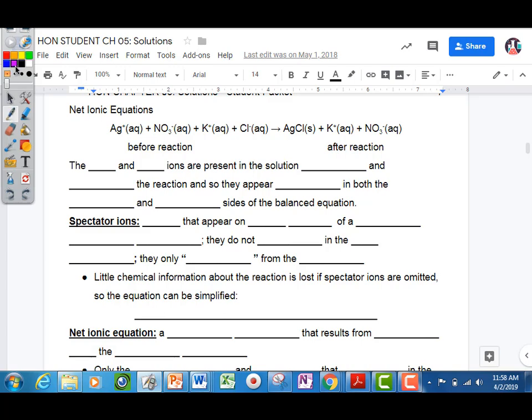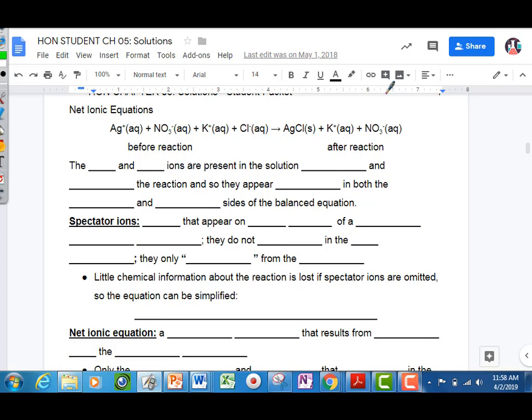All right, so the equation that's written at the top of the page here is the equation that we looked at on page 5, the silver nitrate reacting with potassium chloride, producing the silver chloride precipitate and aqueous potassium nitrate. The difference is that everything is separated out into ions, so kind of like if you had drawn it in the beakers, this is what you would see.